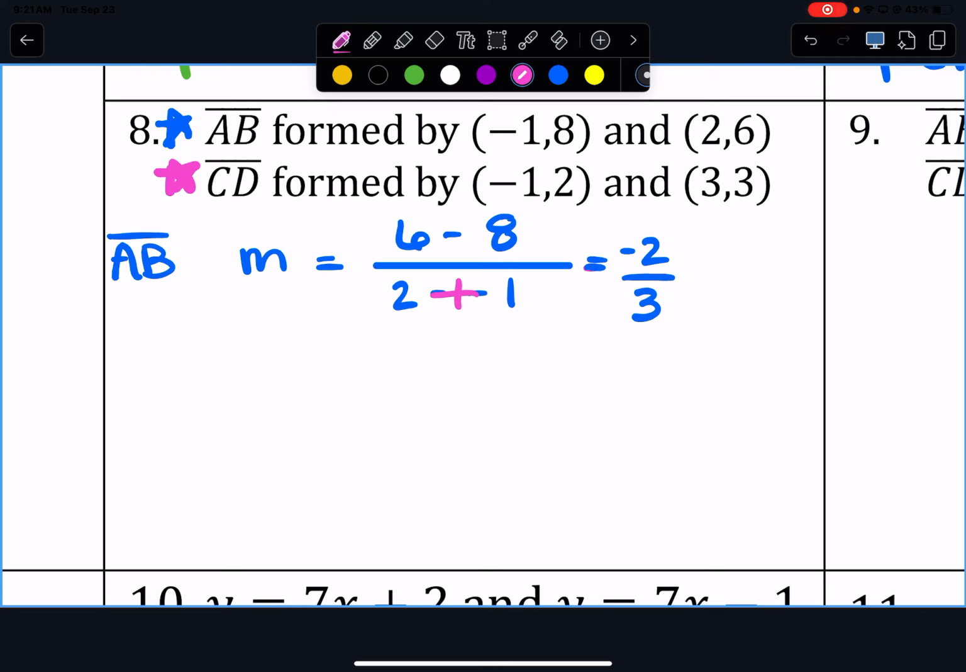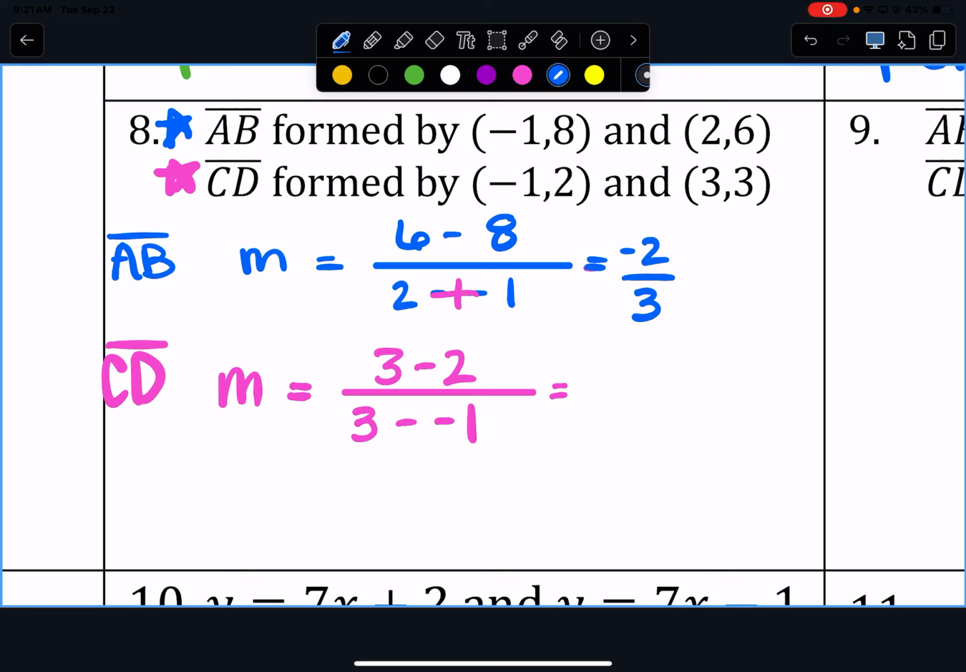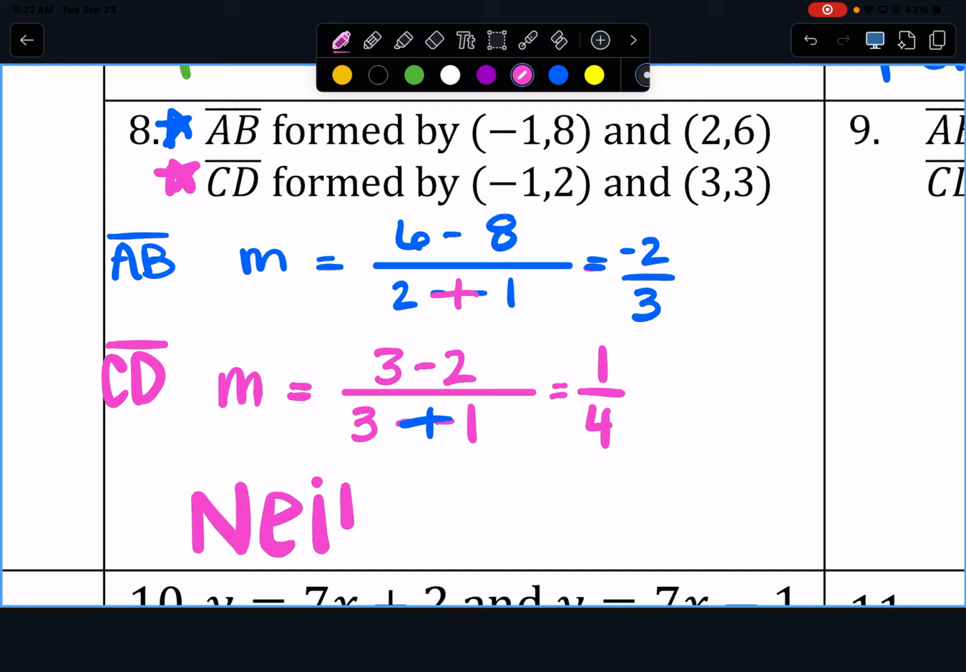Now we're going to look at CD. What is the numerator of CD? What is the denominator? 3 minus negative. We subtract a negative number, so we actually have 3 plus 2 is? Are those the same? No. Are they negative reciprocals? No. So that means those two lines are neither. They're just two regular old lines that intersect at some random angle.